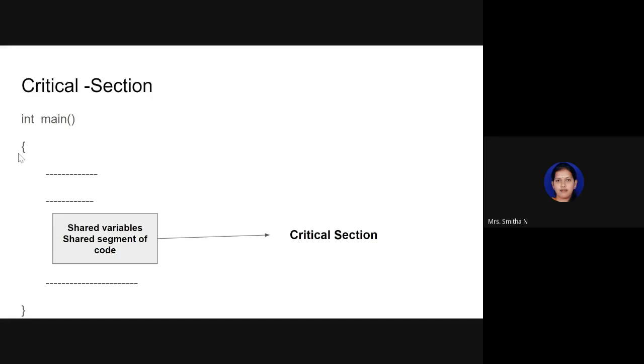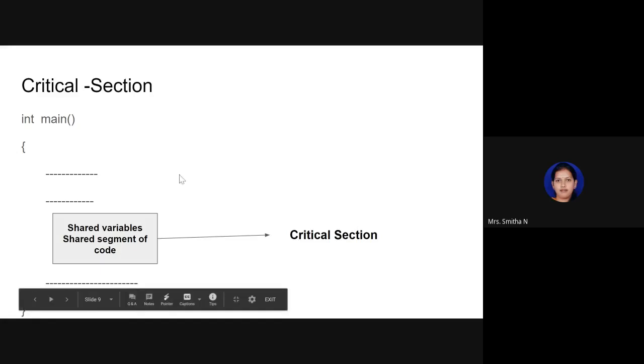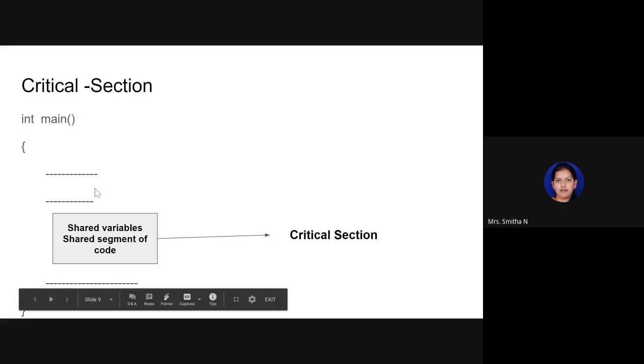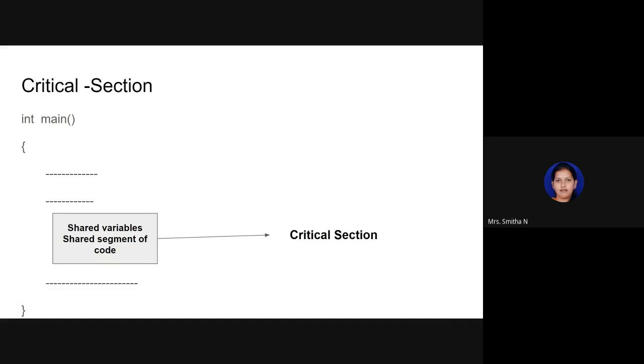So if you consider this as a code segment in your program, consider I have written a C program. We have many sets of instructions. In those instructions, I have a code segment which has some shared code. Consider I have two processes, process one and process two. Process one and process two have their own set of program. But in that program, both the processes have a code segment which is shared by P1 and P2.